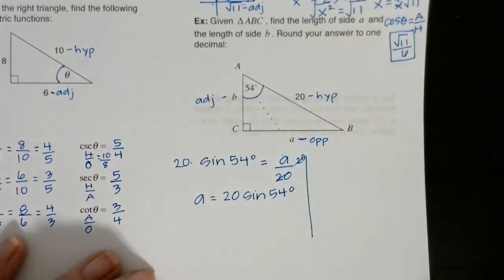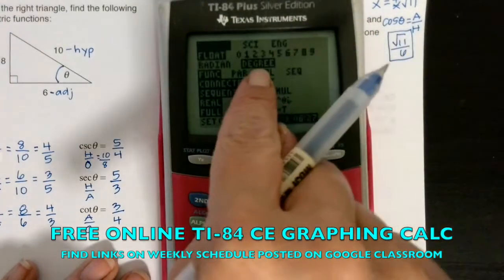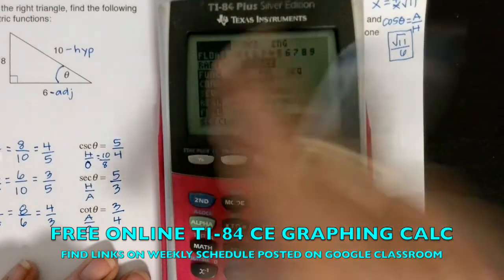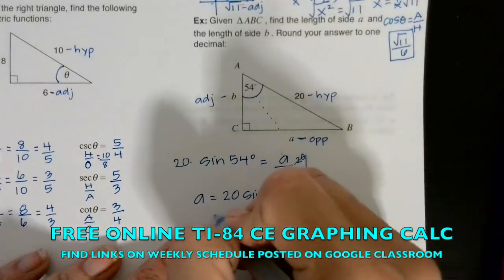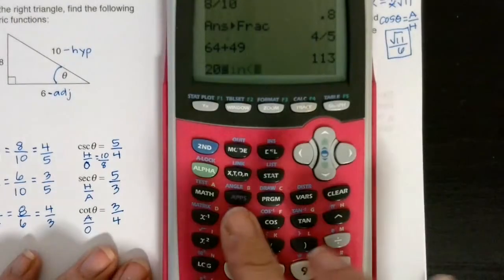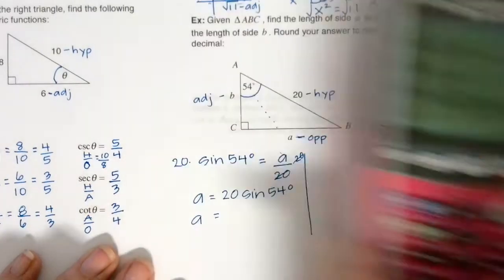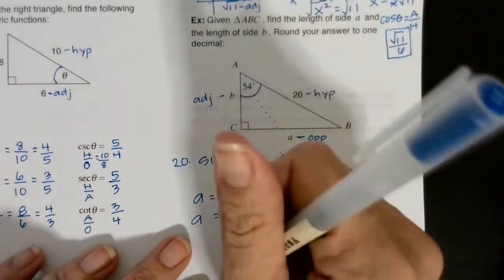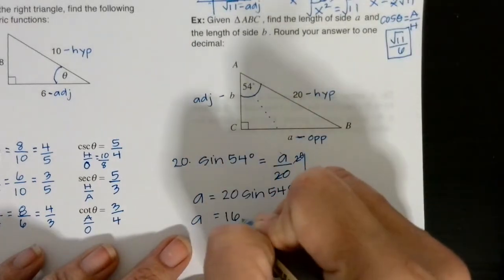So before we plug that into our calculator, you're going to hit mode and make sure that you're in degree mode and not radian mode. We'll get to radian later. So we get A equals, and then we have 20 times the sine of 54 degrees, which is 16.18, and it says round your answer to one decimal, so 16.2.